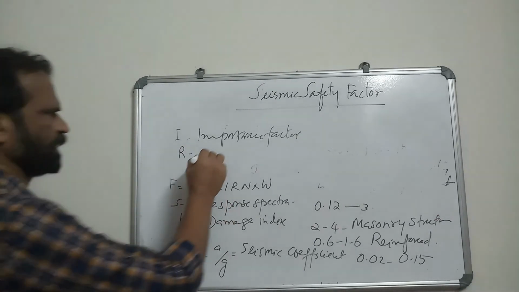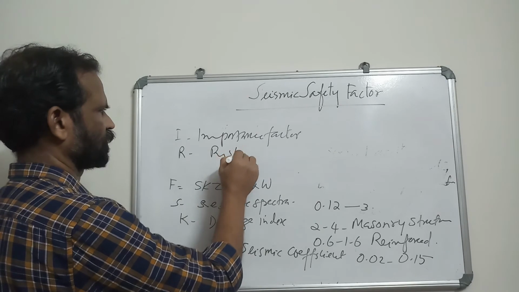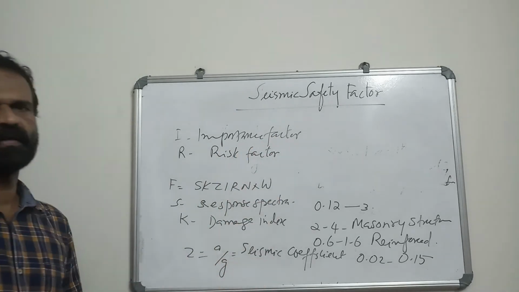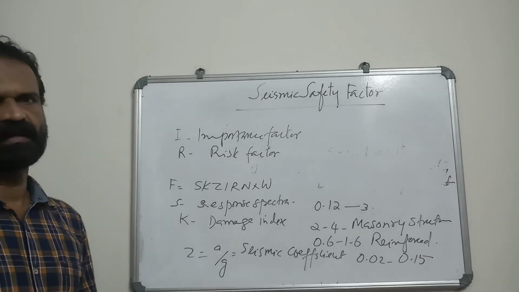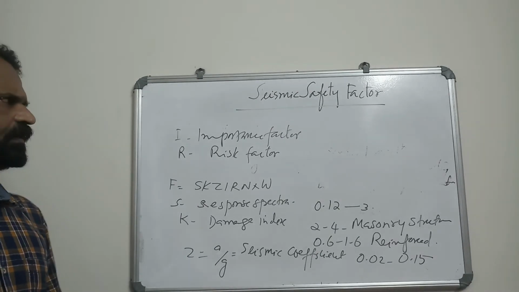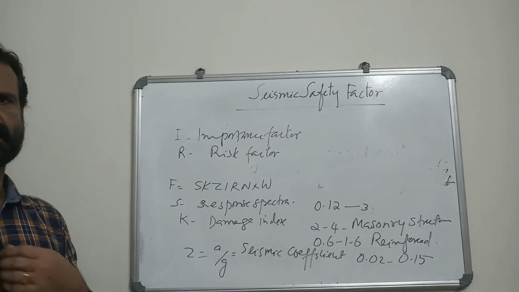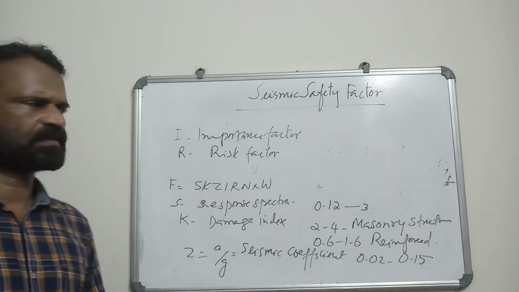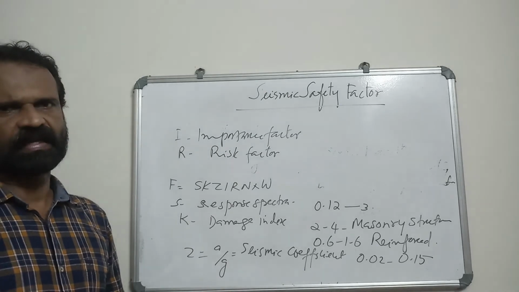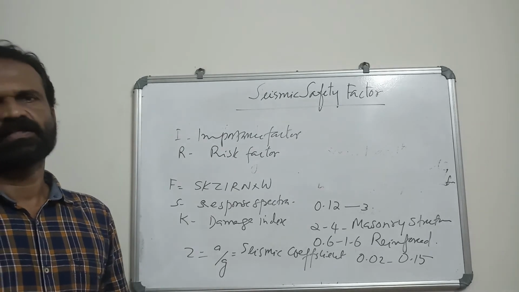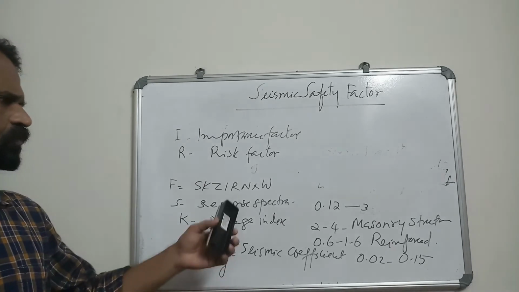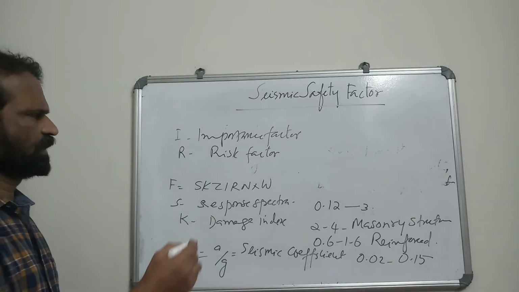R is the risk factor. We compare a nuclear power station and a shopping complex. In the case of a nuclear power station, collapse of the structure will lead to more damage. That means it is more dangerous than the collapse of a shopping complex. So you consider R as an additional factor to calculate the base shear force.